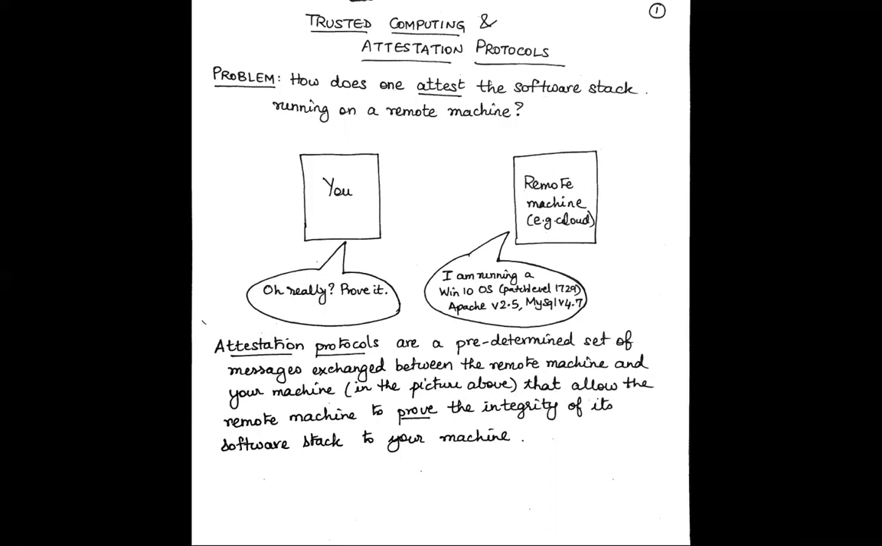So here is the problem that we are going to be addressing today. The question that we're going to ask ourselves is, how does one attest the software stack that is running on a remote machine? So here's the setup. Maybe there is a remote machine, maybe this is a machine that is sitting on the cloud somewhere or some remote server. And this remote machine is making some claims about what software it's running, right? It's saying, for example, just to take a hypothetical example, and all of these version numbers over here are made up, but anyway, you get the idea.